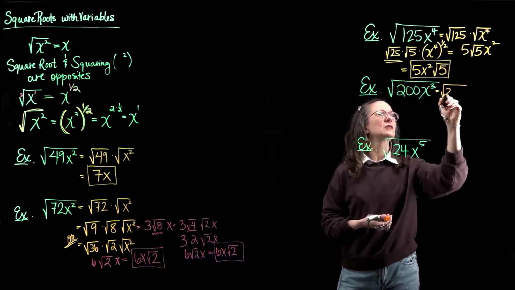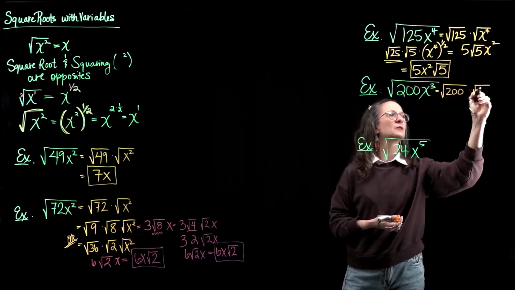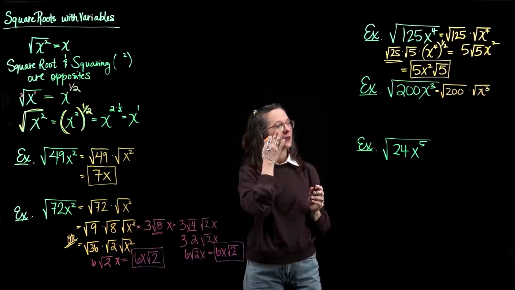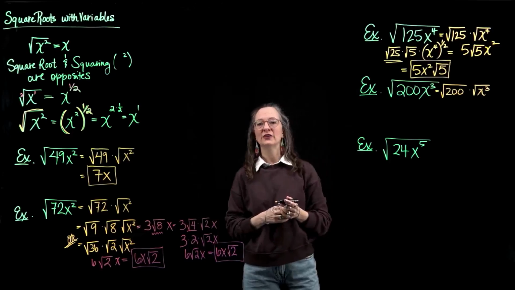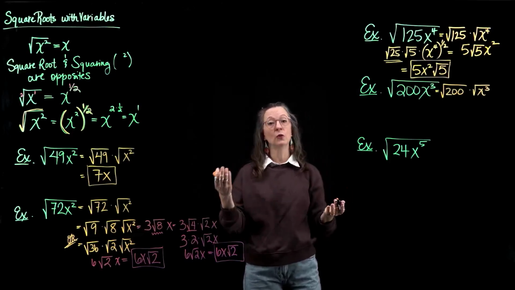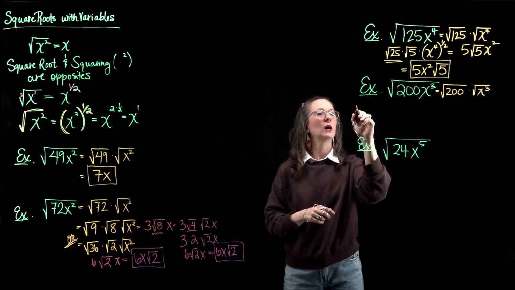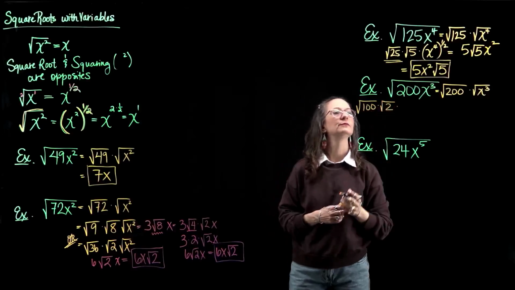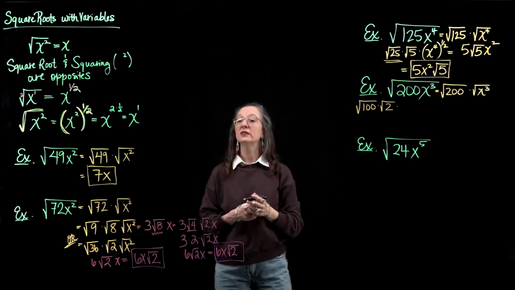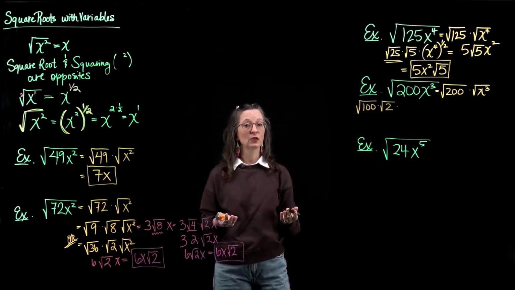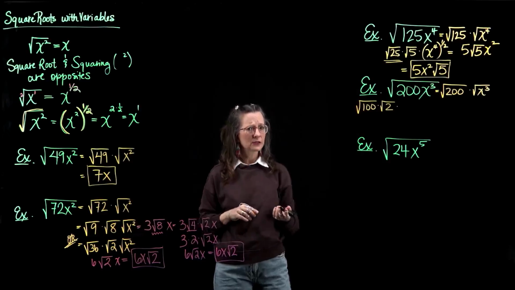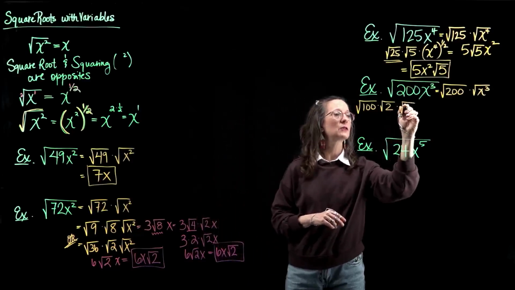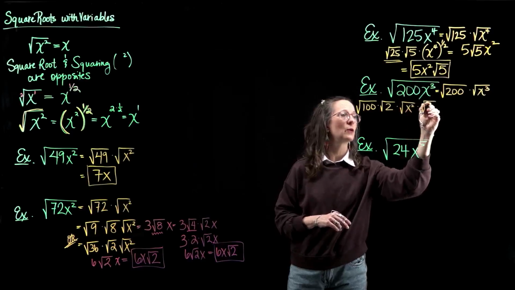So my first break is, of course, the square root of 200 times the square root of x cubed. We've been doing that so far. Let's think about the square root of 200. This would be the square root of 100 times 2. So I'll write that as the square root of 100 times the square root of 2. And then we're multiplying it by the square root of x cubed. Well, x cubed isn't a perfect square. So I'm going to rewrite that as the square root of x squared times the square root of x.